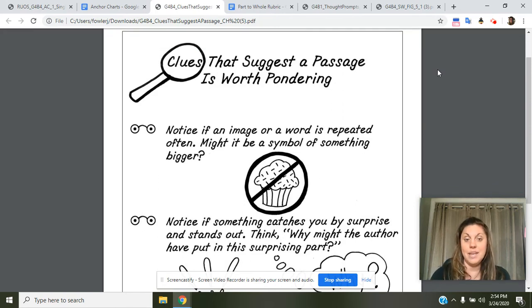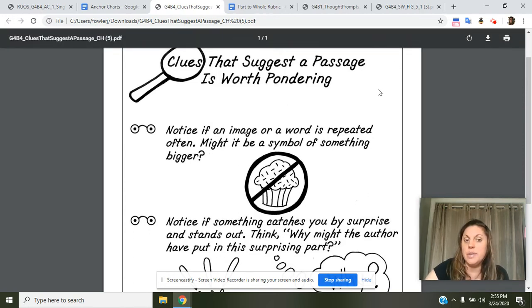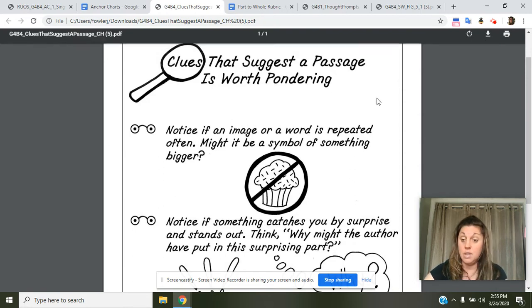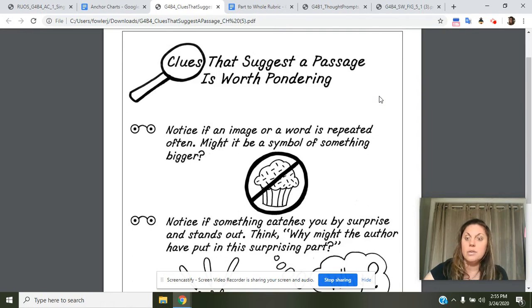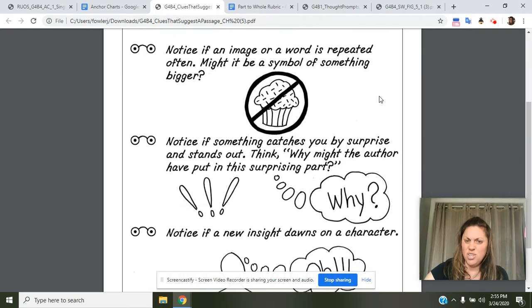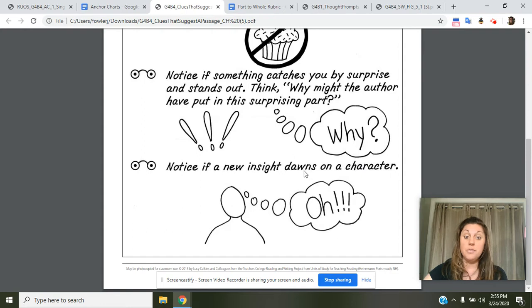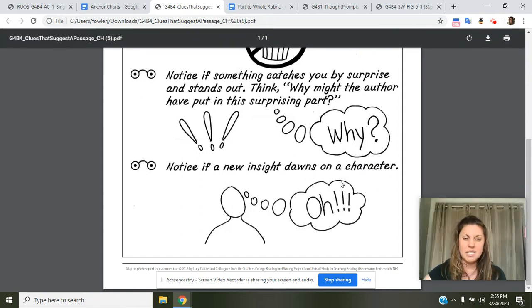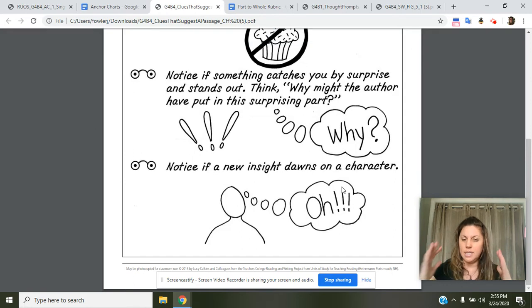One time that I sometimes realize a clue is really worth pondering is to notice if an image or a word is repeated often. Sometimes it could be a symbol, and we've really discussed that even since the first unit in Tiger Rising. There were multiple symbols. Sometimes, too, there's a surprising part, and it's like, why is that happening? I think the author did it for a reason, and sometimes you don't know right away. And then other times, and I'm going to focus in on this in just a couple minutes, is to notice if a new insight dawns on a character. So I'd like to show you how I'm going to do that before I have you try that.